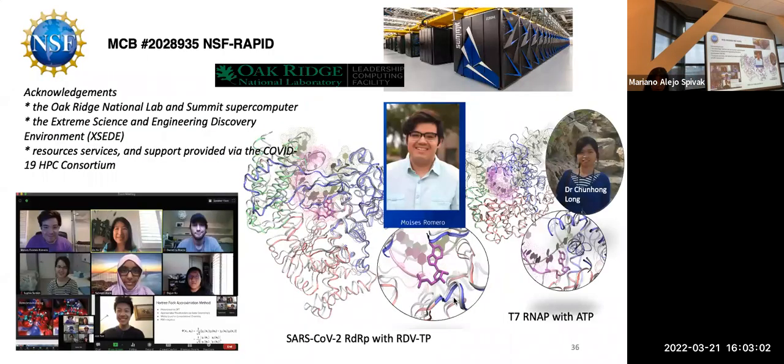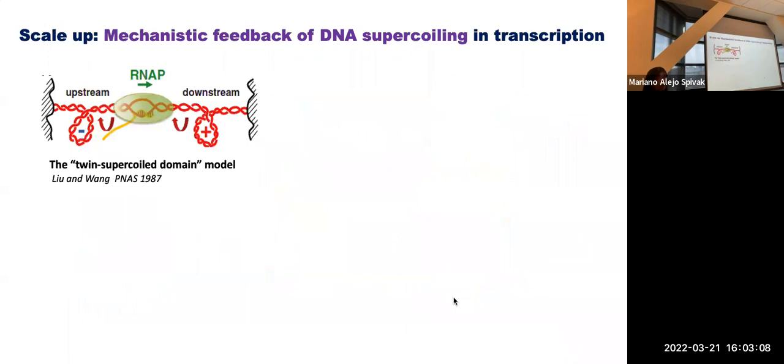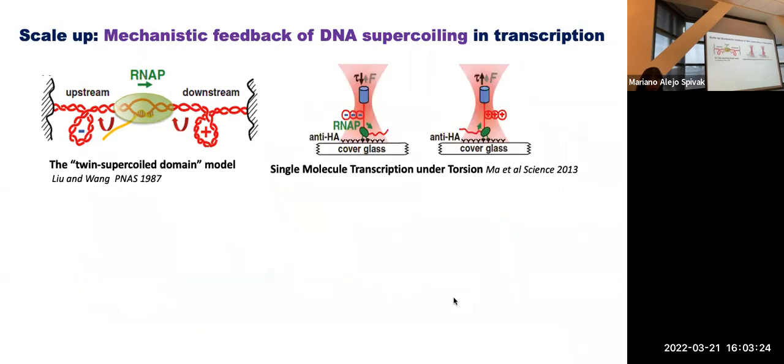Then let me quickly finish the supercoiling part. For RNA polymerase, the DNA is not just passive. The downstream will generate positive supercoiling, and the upstream will have negative supercoiling.